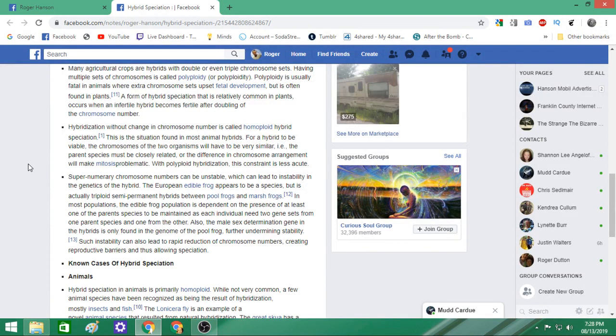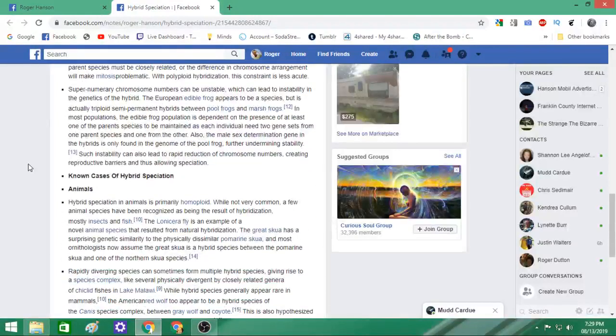Hybridization without change in chromosome number is called homoploid hybrid speciation. This is the situation found in most animal hybrids. For a hybrid to be viable, the chromosomes of the two organisms will have to be very similar, i.e., the parent species must be closely related, or the difference in chromosome arrangement will make mitosis problematic. With polyploid hybridization, this constraint is less acute.